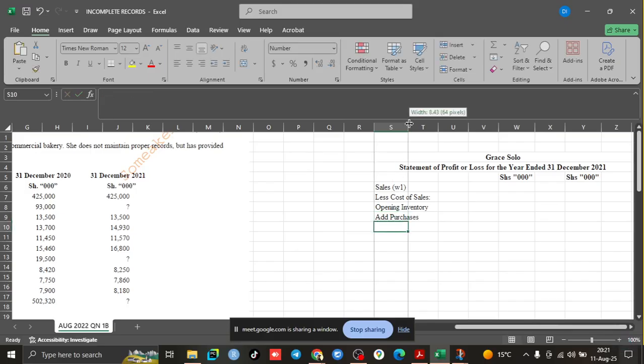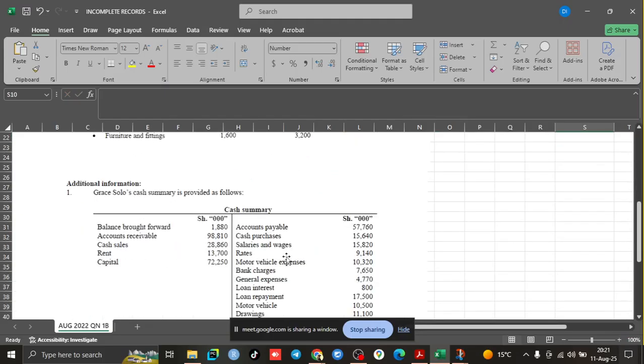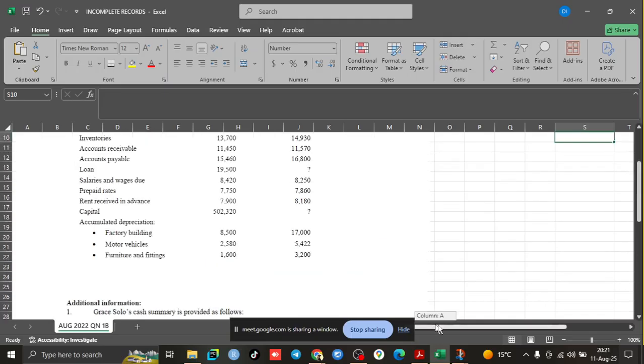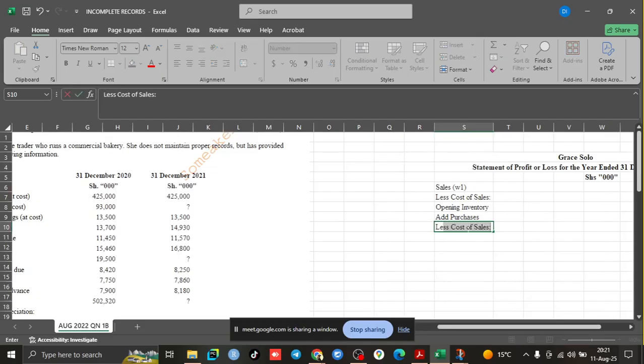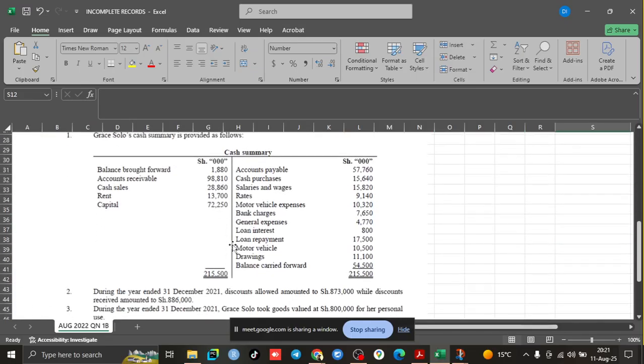Tuone kama kuna any carriage inwards or things of that nature. Kwa expenses, carriage inwards, none. Add purchases, less closing stock, alafu conspicuously kuna drawings of goods. Less drawings of goods. So kama umedraw goods, specifically goods, huwa una reduce hapa. Kama umedraw cash, ndio una reducing kutoka kwa bank ama cash summary.